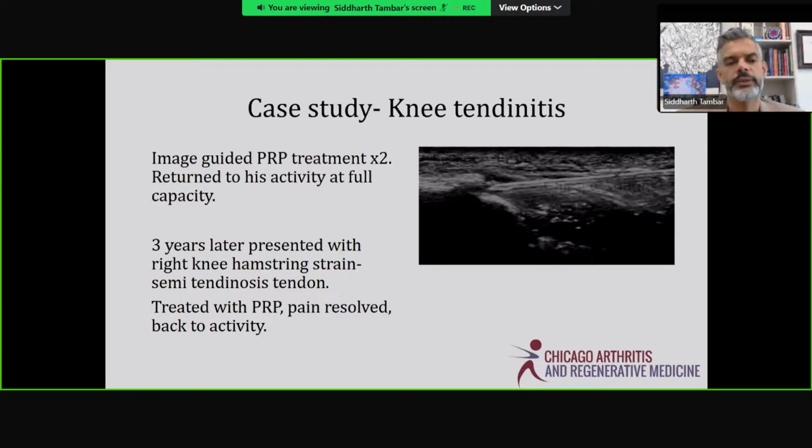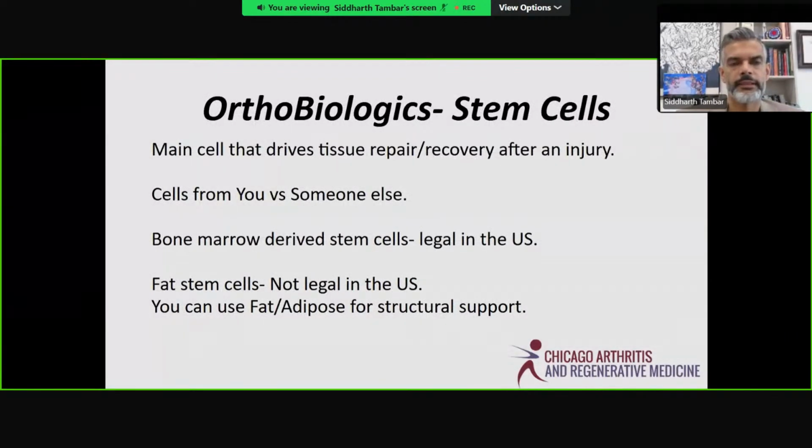Again, we treated that and he's doing great. What I like about this example is it's nice to show how platelets were great for tendon-related issues, soft tissue issues. In addition, it's nice to show how repeat treatment is helpful and treating again for another area can be helpful as well. The next orthobiological to be aware of are your own mesenchymal stem cells. Your stem cells in tissue are the ones that drive the main tissue repair and recovery after an injury.